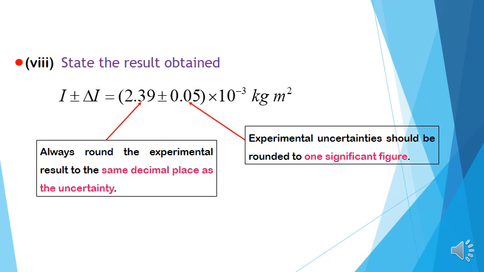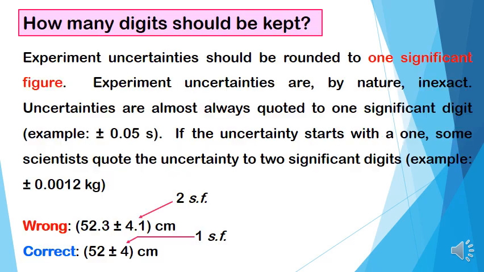The experimental uncertainties should be rounded to 1 significant figure, and always round the experimental result to the same decimal place as the uncertainty. The value of del I obtained is rounded to 1 significant figure. After rounding it off to 1 significant figure, it consists of 2 decimal places. Therefore, the experimental result is rounded to 2 decimal places, becomes 2.39. Finally, both the values of I and del I consist of the same number of decimal places, which is 2 decimal places. How many digits should be kept?